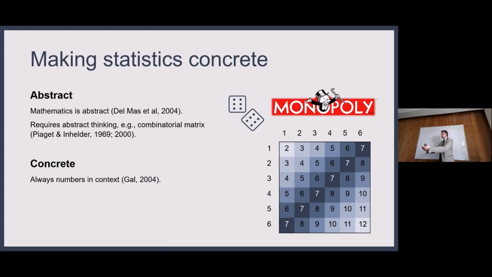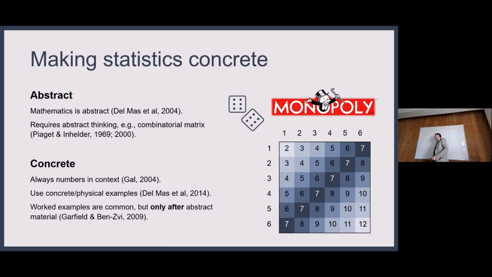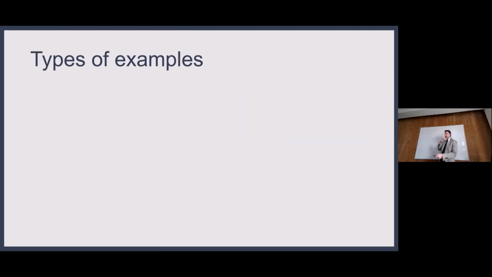And so that, to some degree, makes statistics easier than math, because you can always ground it in real world examples and don't have to skip it and just go to the abstract stuff. So you should use physical and concrete examples. The problem is that that only tends to be done after you've given people the abstract information. But then it's also not clear what kind of examples to give.